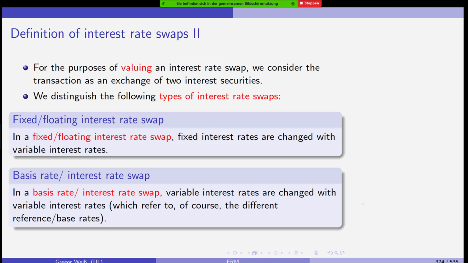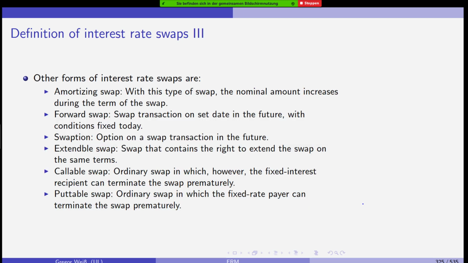In a basis rate interest rate swap, we have variable for variable. Variable is exchanged for variable, a different variable interest rate. And the name here refers to the basis rate as the difference between two different variable interest rates.